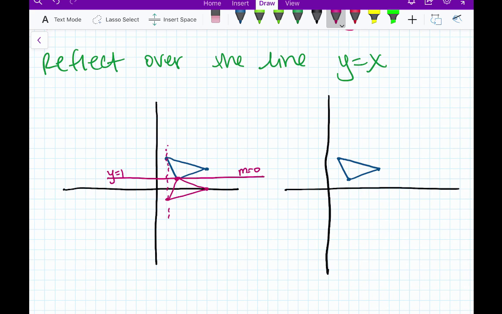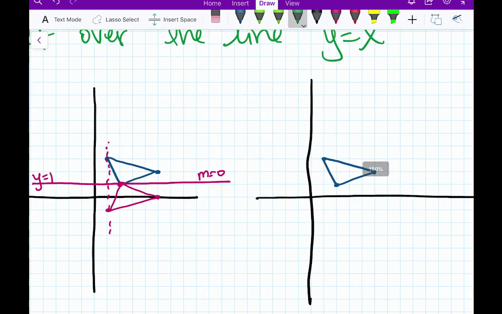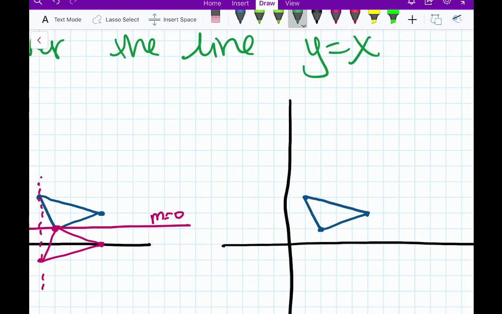The last one we're going to do is reflect over y equals x. So remember, y equals x has a slope of 1 and a y-intercept of 0. So I start at 0 and I go up 1 over 1. So this is what the line y equals x looks like. It's the parent function of a linear function. So now I have to figure out where these points are going to end up.